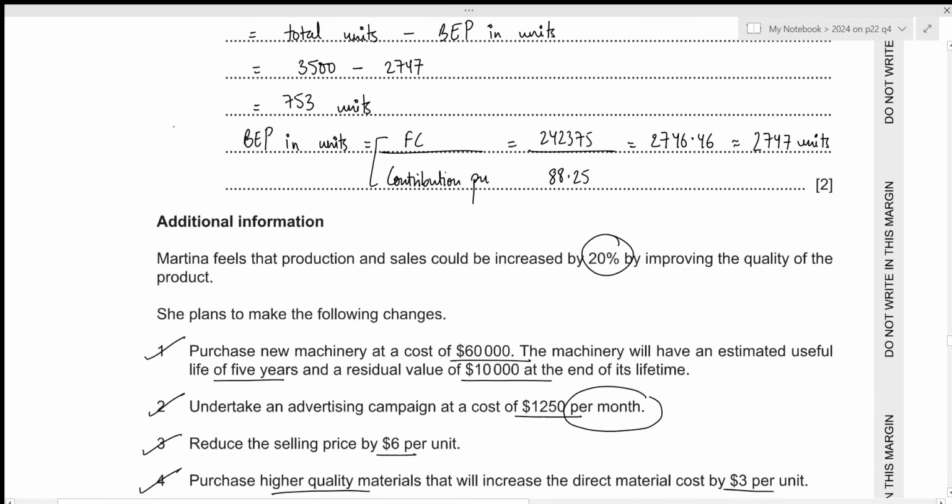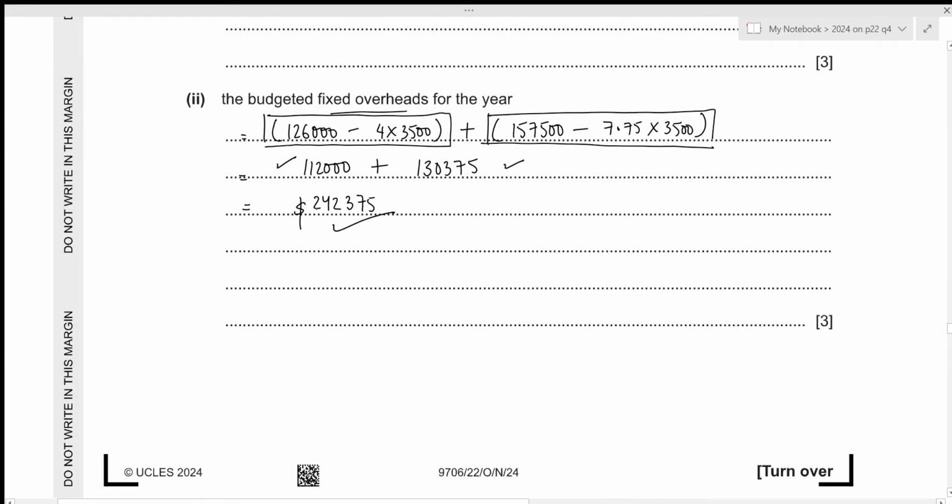Now the last thing we need to calculate is the new fixed cost. Previously the fixed cost was 242,375.